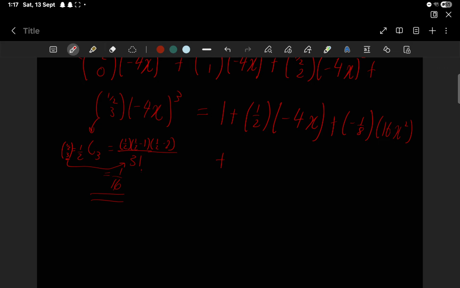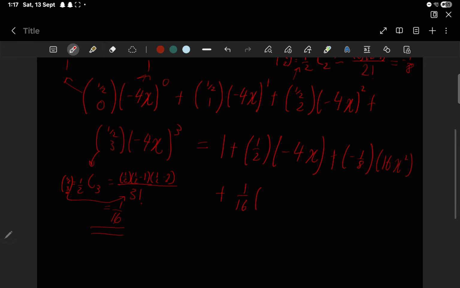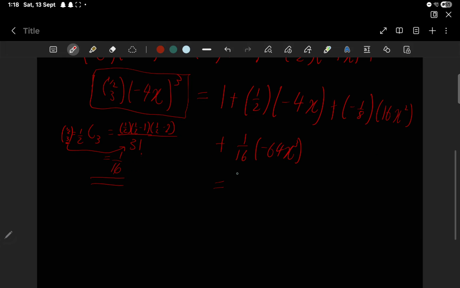Okay, so this is going to be 1 over 16 into negative 64 cubed, negative 64x cubed. Okay, this equals 1 plus negative 2x, so this is going to be 1 minus 2x minus 2x squared minus 4x cubed. And this is part A done.